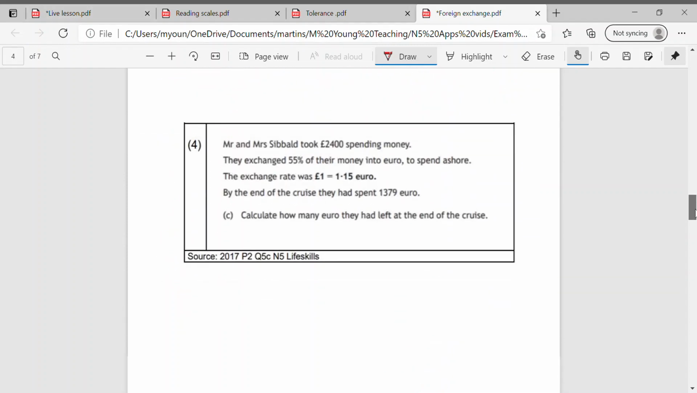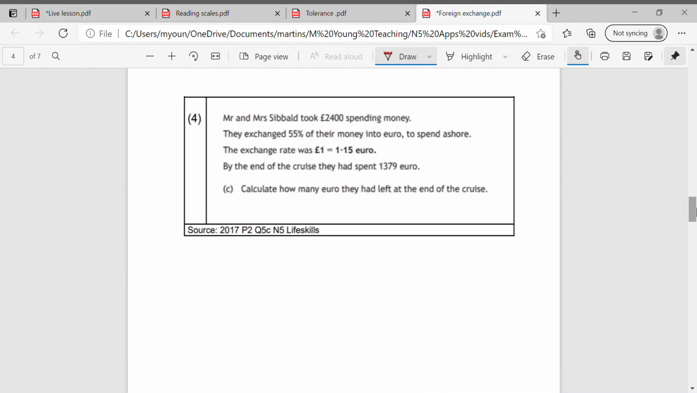Next question. Mr. and Mrs. Savold took £2,400 spending money. They exchanged 55% of their money into euros to spend ashore. That's the exchange rate there. A pound is worth 1.15. By the end of the cruise, they'd spent €1,379. Calculate how many euros they had left. So they exchanged 55% of that amount.